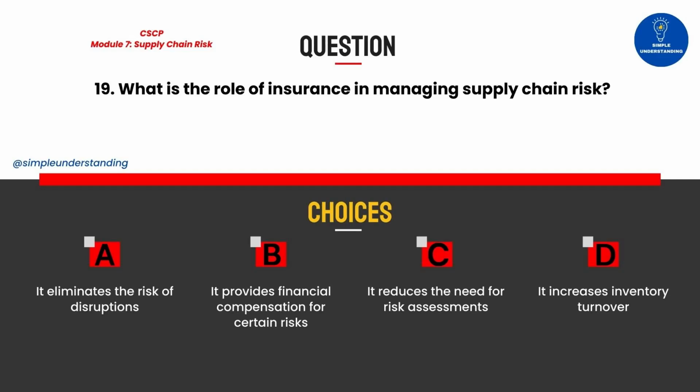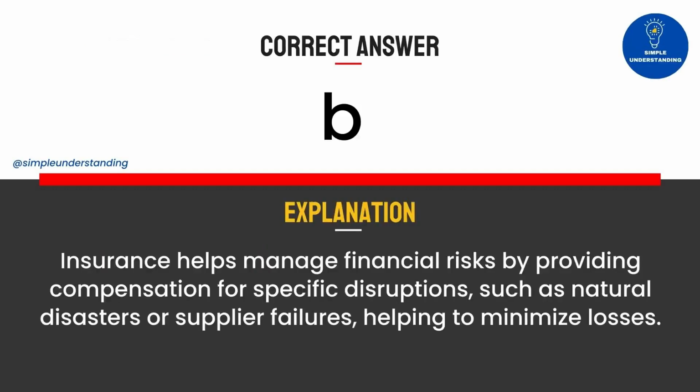19. What is the role of insurance in managing supply chain risk? A. It eliminates the risk of disruptions. B. It provides financial compensation for certain risks. C. It reduces the need for risk assessments. D. It increases inventory turnover. Correct answer B. Explanation. Insurance helps manage financial risks by providing compensation for specific disruptions, such as natural disasters or supplier failures, helping to minimize losses.